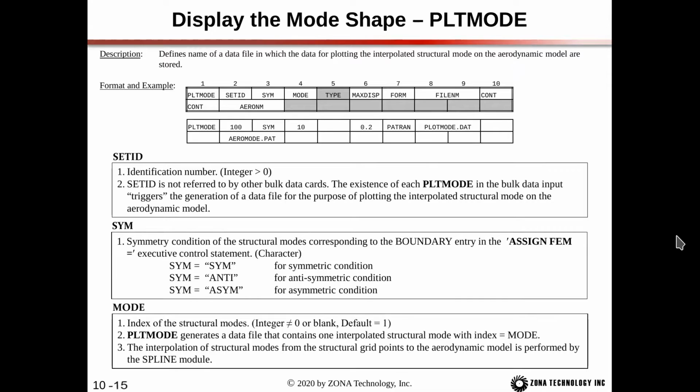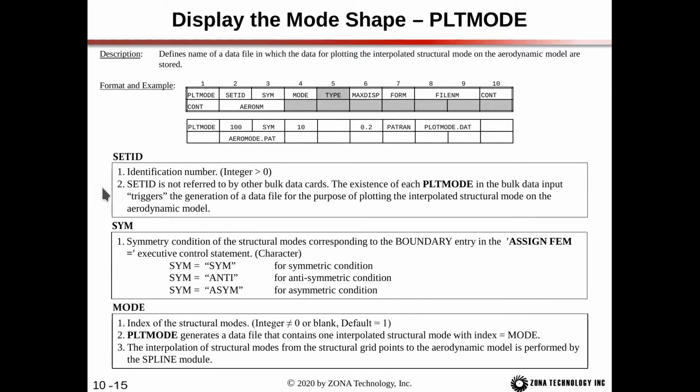Meanwhile, let's go to the plot mode card, which displays the mode shapes. And we recommend always including several plot mode cards so that you can visualize the interpolated mode shapes on the aerodynamic model. Usually, if you've set up your spline incorrectly, you'll see that right away when you plot the mode shapes. The plotted mode shapes will look terrible if your spline is set up incorrectly. On the other hand, usually if the mode shapes look reasonable using the plot mode card, then that will indicate that your spline is correct.